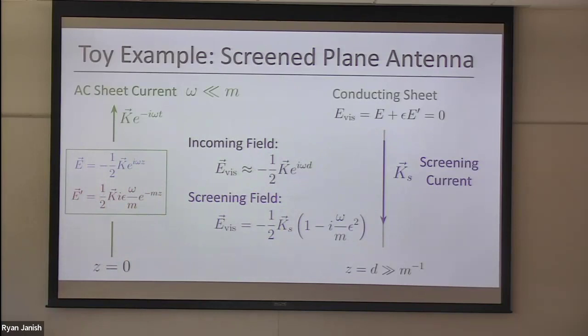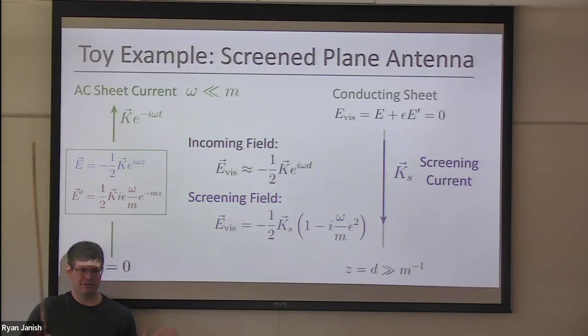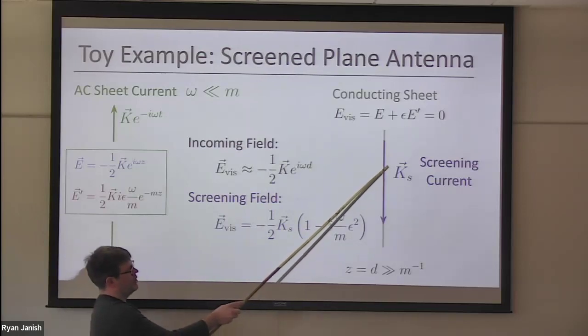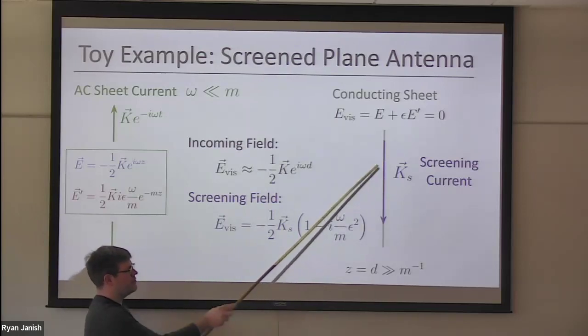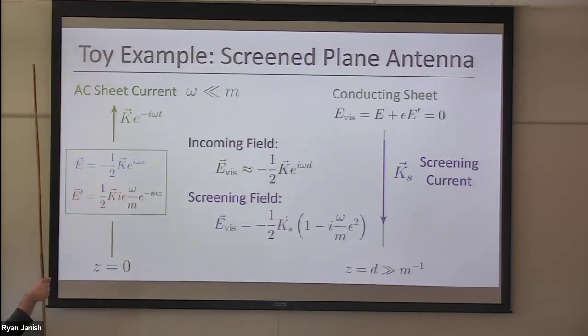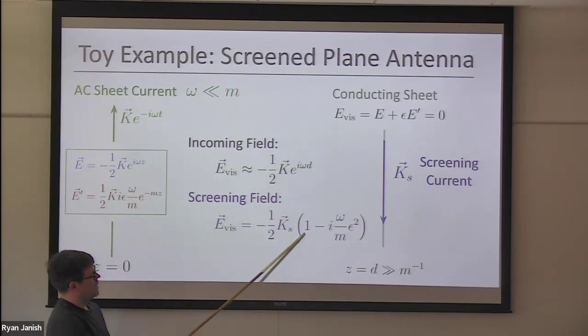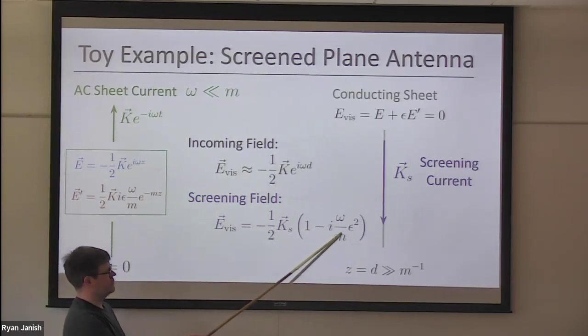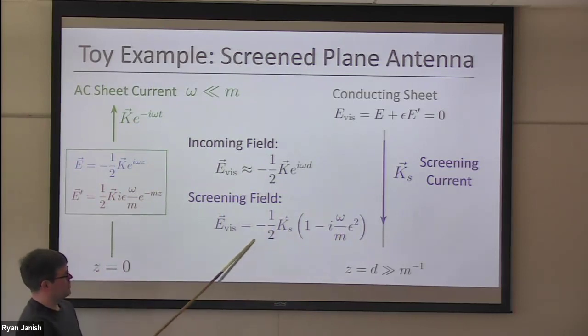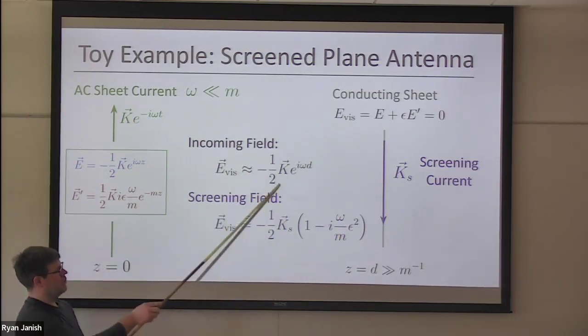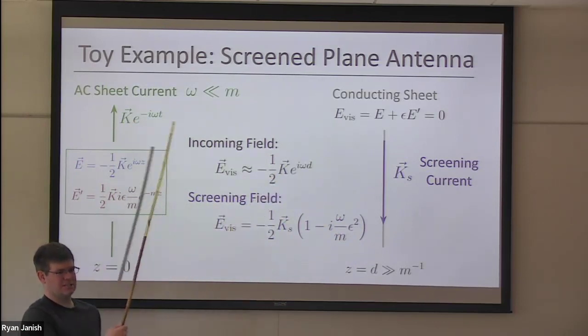But when the conductor goes to screen it, it's going to generate both components. It's going to generate the massless E and the massive E prime. It doesn't have a choice. They both couple to the current. And so the field right here at the surface, which is within the falloff length, the 1 over M, doesn't have the exponential suppression. It looks like this: you have a contribution from E and a contribution from E prime. And so for this to cancel this, Ks can't equal K in magnitude. It has to be slightly smaller.